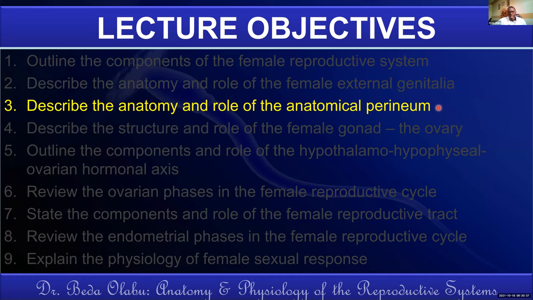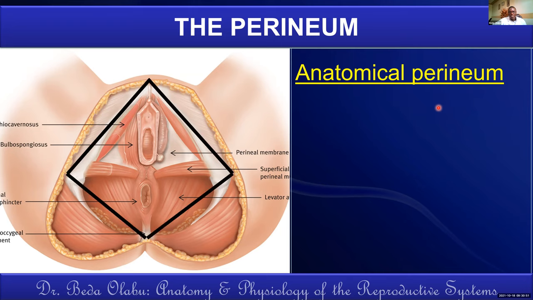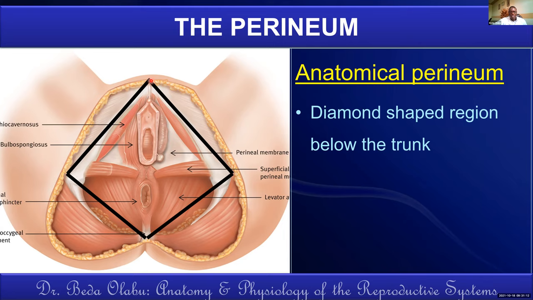So then, while we are at the female external genitalia, it is important we talk about the perineum. By definition, the perineum is a diamond-shaped space or region in the lower part of the trunk. And in this image, we are seeing the diamond. What are the boundaries of the diamond? So here we have the pubic symphysis. And here we have the coccyx. And at this corner, we have the ischial tuberosity, so the right and the left ischial tuberosity.